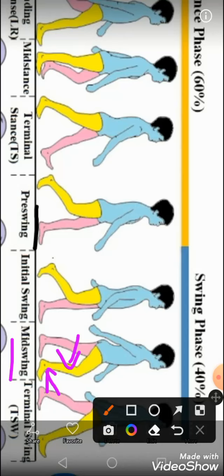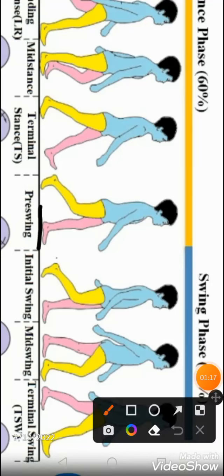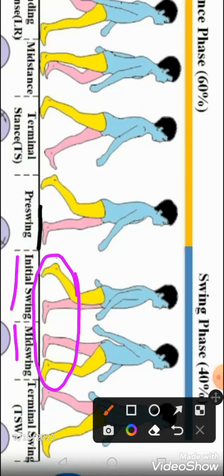And as we know, the flexors of the hip are supposed to work as well, and this is being done by the iliopsoas and the rectus femoris. You can see them work here, right? Now, as you can see, your feet are supposed to clear the ground in this initial swing and the mid swing.